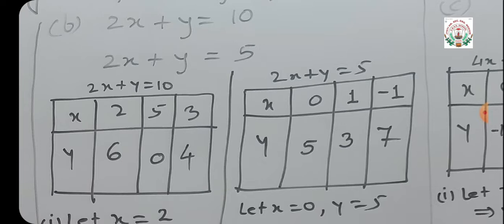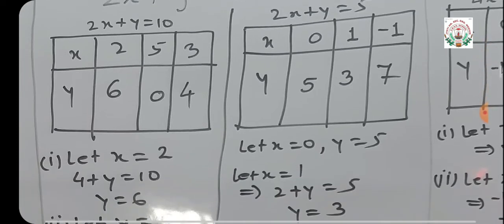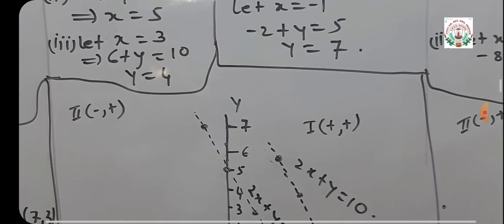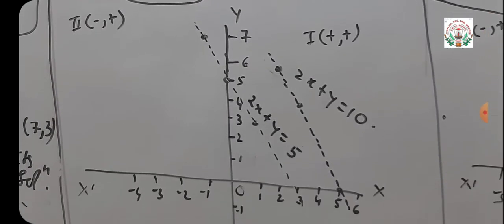In the same way, for the second linear equation also we will find out three different solutions, and these points we will now plot on the graph. When we plot it on the graph, these two graph lines will be parallel to each other.